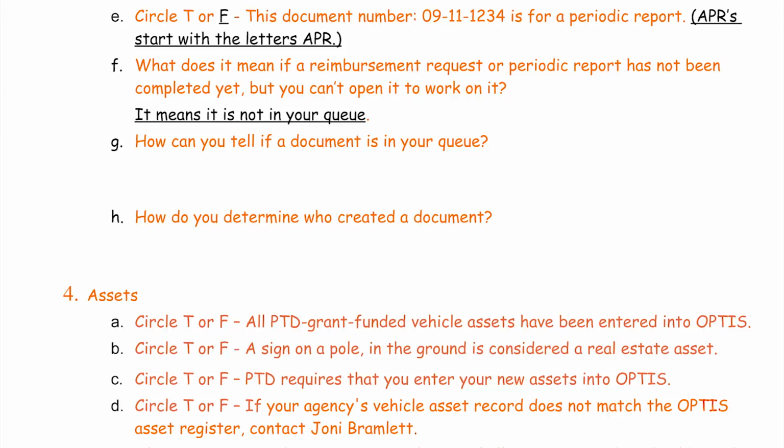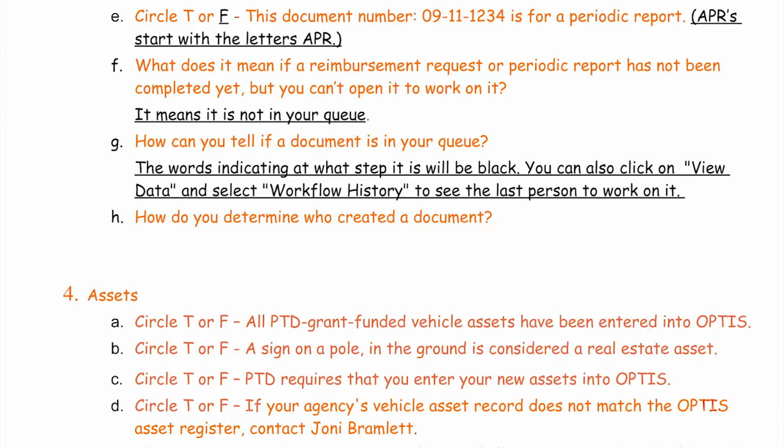3G, how can you tell if a document is in your queue? There's two ways. Through workflow? Right. Go to workflow, and the last person on that list is the person whose queue it now is in. Unless you've completed it, like a reimbursement, well, that would still be true. You could also look at the words complete step or whatever they are up at the top, and if they're grayed out, that means it's not in your queue. If they're black, that means it is in your queue.